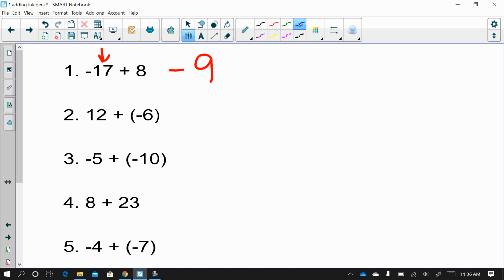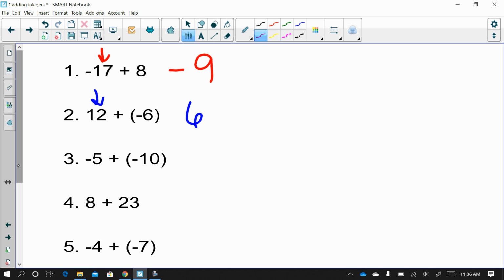Okay, number 2, signs are different. Which one's bigger? 12 is bigger. 12 is positive, so my answer is going to stay positive. So 12 minus 6 is plain old 6. So 12 plus a negative 6 is still going to be a plain old 6.